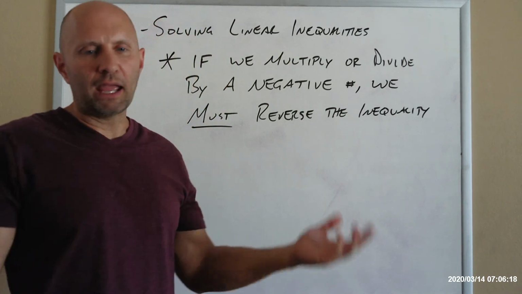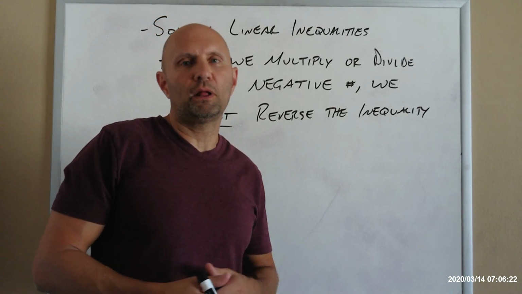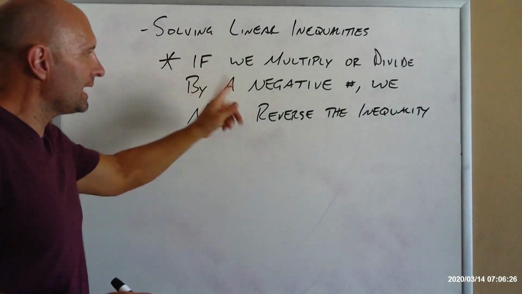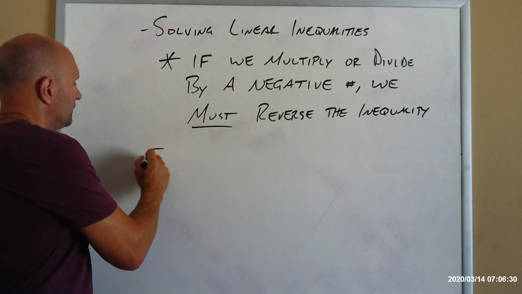So we still can add and subtract numbers, we can still divide by numbers or multiply by numbers. The only thing we have to be careful about is if we multiply or divide by a negative number, we have to reverse the inequality. So let's look at an example.